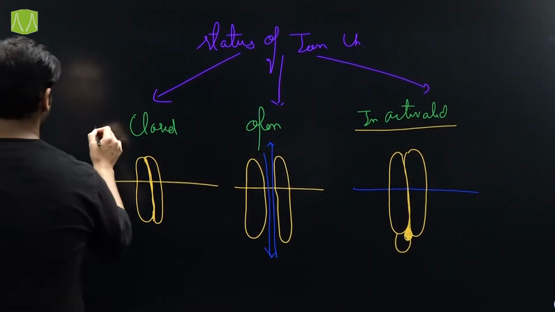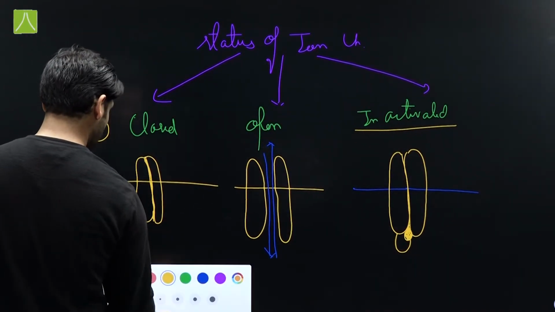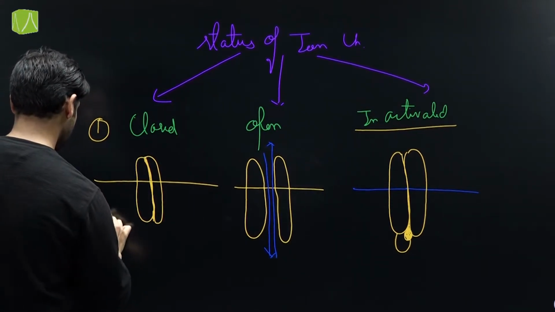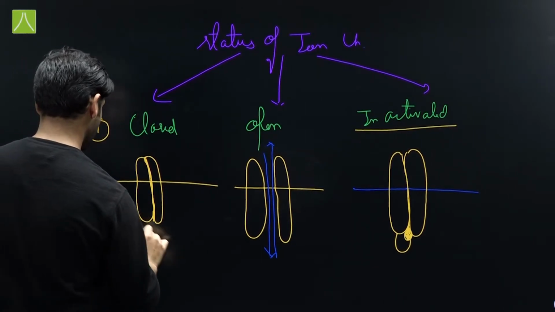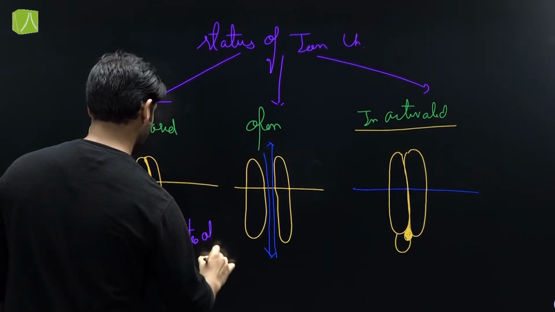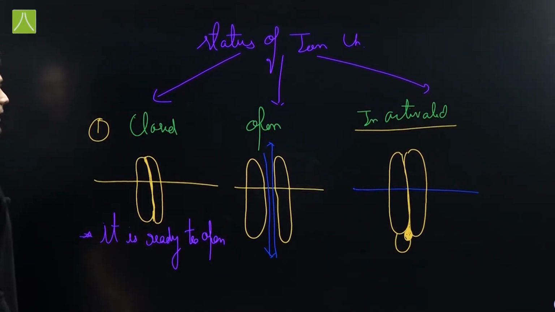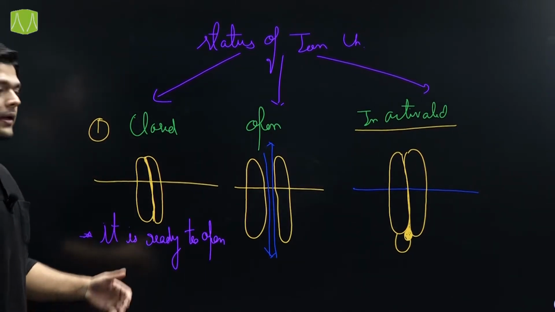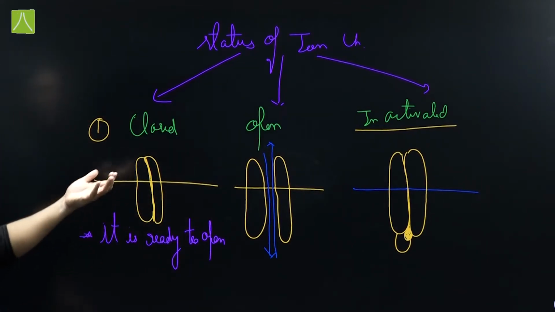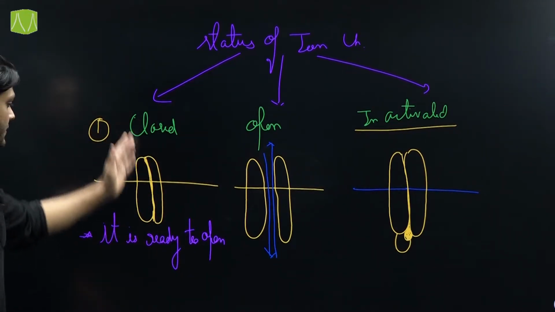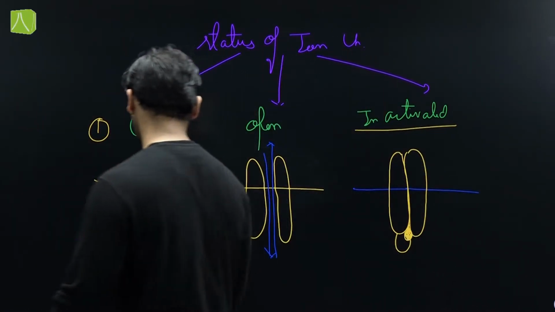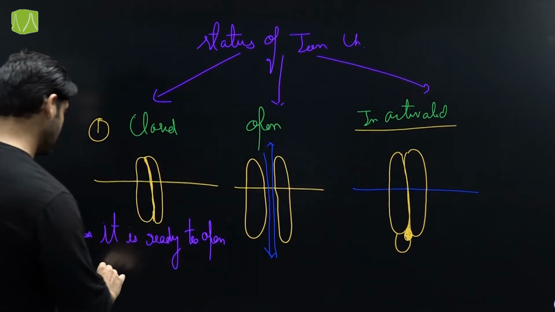The status number 1 is the closed ion channel. This ion channel is closed for now, but it is ready to open. Suppose this is a voltage gated ion channel and it is closed for now. If the cell have a specific voltage gradient, after which this ion channel will be opened, this ion channel will open immediately and allow ion to move across. So this ion channel, it is ready to open immediately.